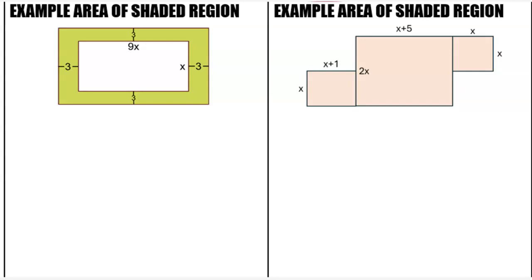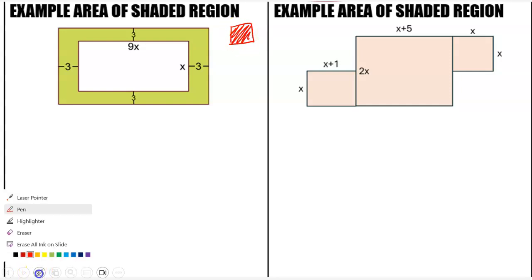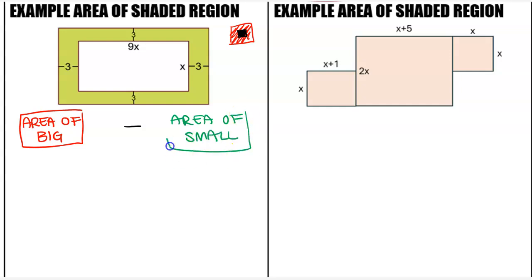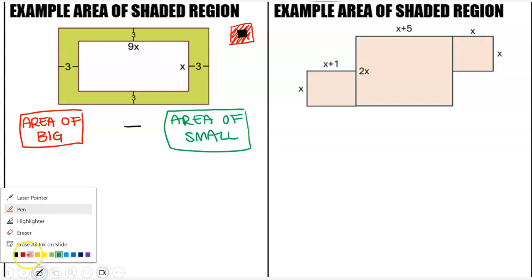So eventually we're going to have to find the area of the whole rectangle, and then subtract out the area of the little rectangle, so we're left with just the shaded area. Our process is going to look something like this: area of the big rectangle minus the area of the small rectangle. We can break this down into two little mini problems.